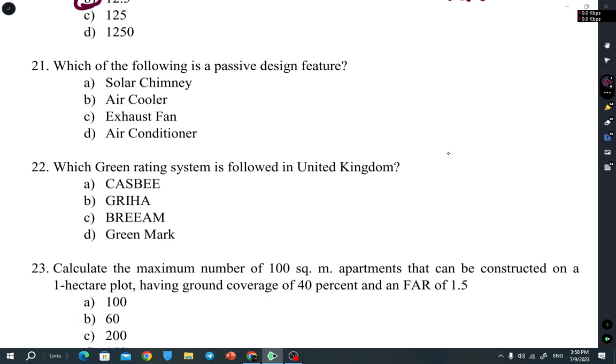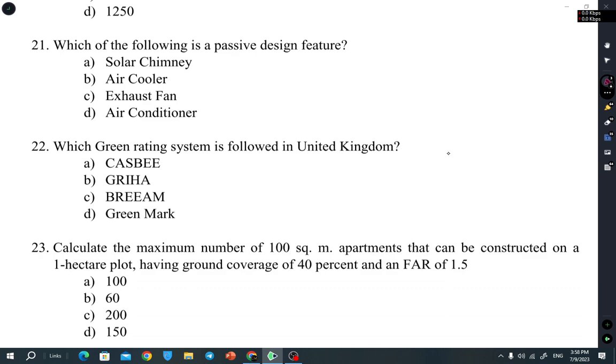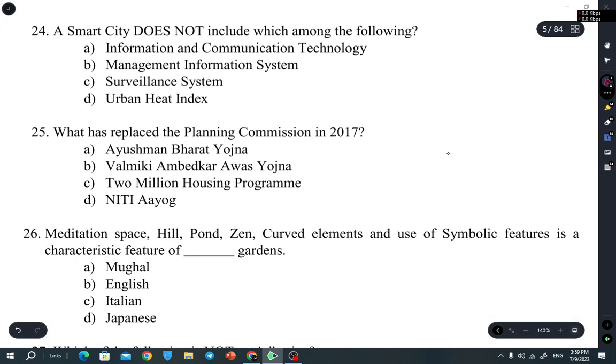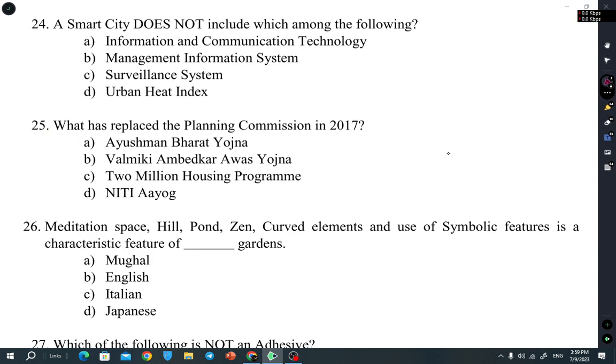Next question. Which of the following is a passive design feature? Solar chimney. Which green rating system is followed in UK? Option C. BREEAM. Calculate the maximum number of 100 square meter apartments that can be constructed on a 1 hectare plot having ground coverage of 40% and an FAR of 1.5. Option D. 150. A smart city doesn't include which among the following? Urban heat index. Next question.